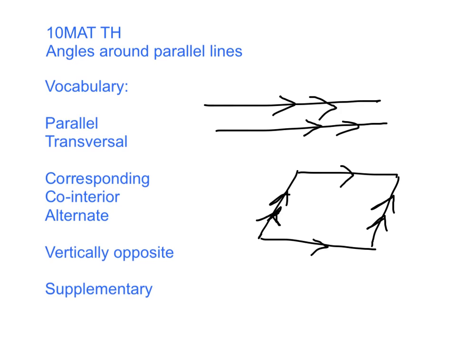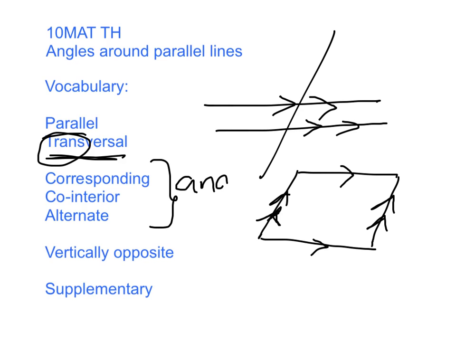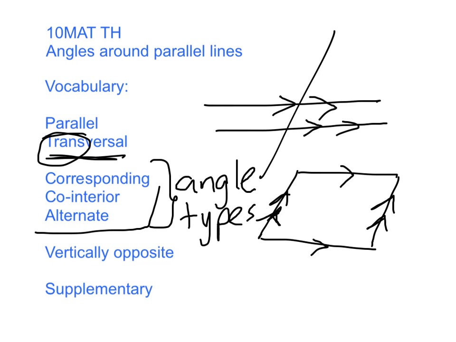So that's parallel. Now the next word, transversal, means a line that crosses through a parallel line. So trans is Latin for crossing. So that's a transversal. The next three, corresponding, co-interior and alternate, are types of matching angles. So we're going to develop three rules from those words.